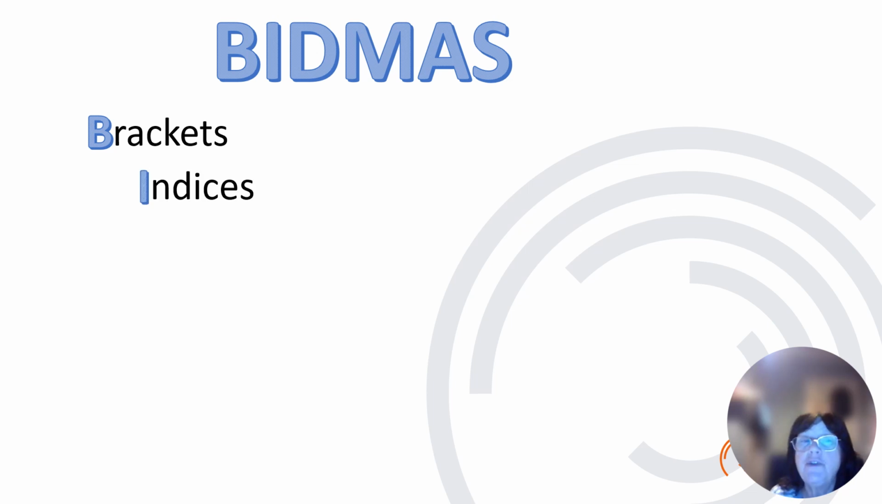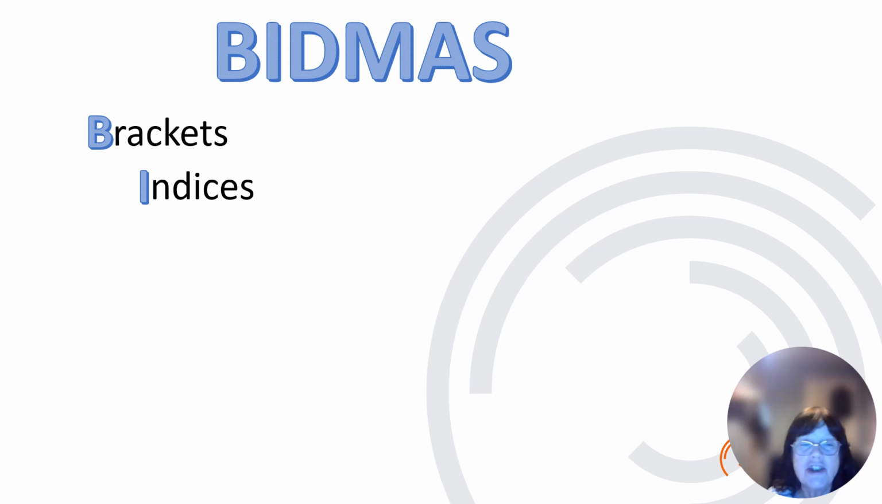BIDMAS is an acronym, and it's the order in which we need to do a calculation. We start with doing brackets. If you've got a calculation and there's brackets in that, then you do the brackets before anything else. After you've done the brackets, if there are any, the next thing you're looking for is indices.